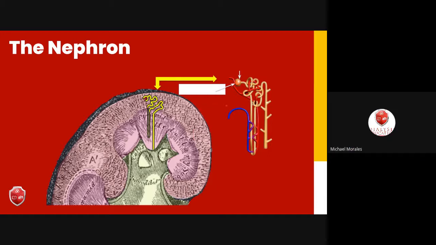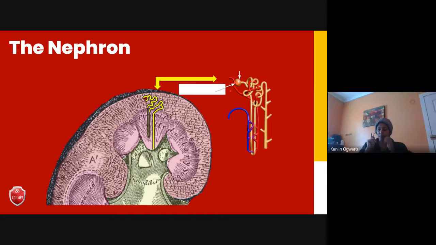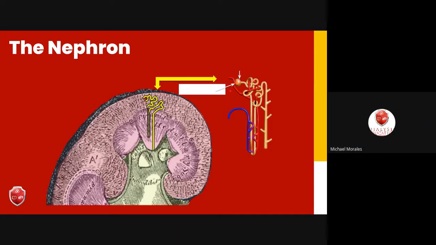Okay, so again, the urinary process: filtration, reabsorption, secretion, and then excretion from the nephrons into the ureters into the urinary bladder for excretion through the urethra.